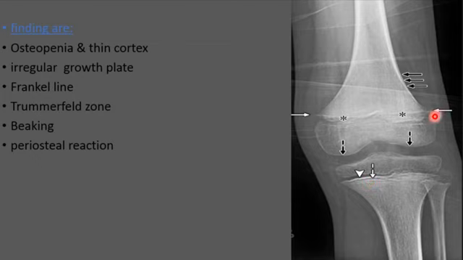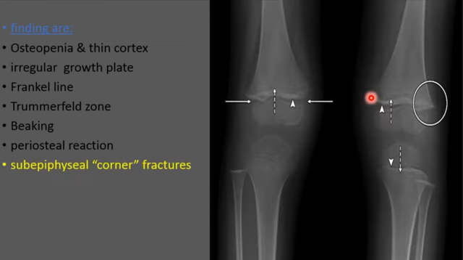This is called pelkan spur, when the Trümmerfeld zone and the Frankel line extend beyond the epiphyseal and metaphyseal region. Another one is the periosteal reaction. This points to the periosteal reaction, although it's somewhat heterogeneous. Another feature of scurvy is subepiphyseal corner fracture. If you see, there is a small radiolucent line representing a subepiphyseal corner fracture, which could be a differential diagnosis for non-accidental injury.